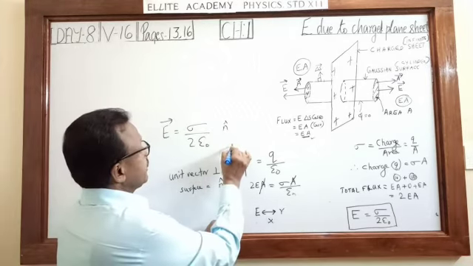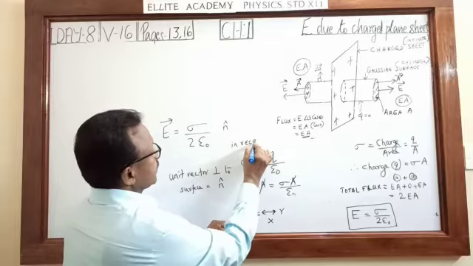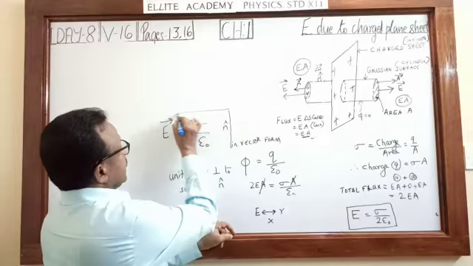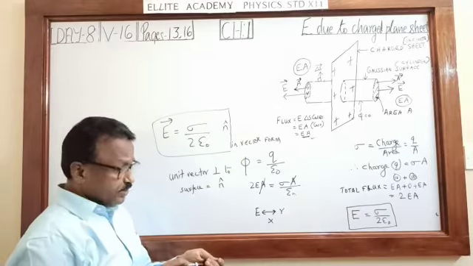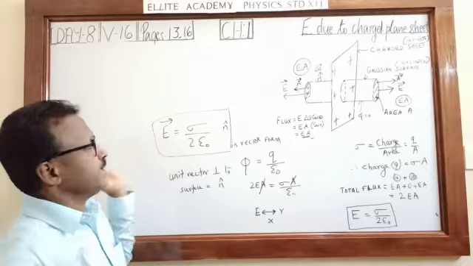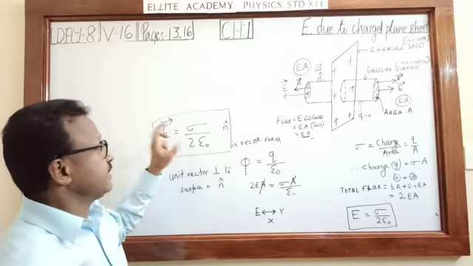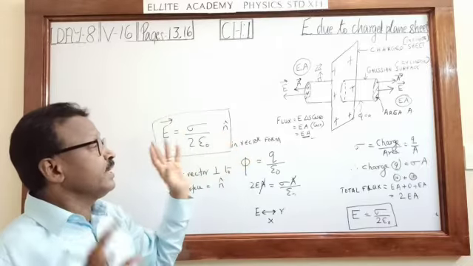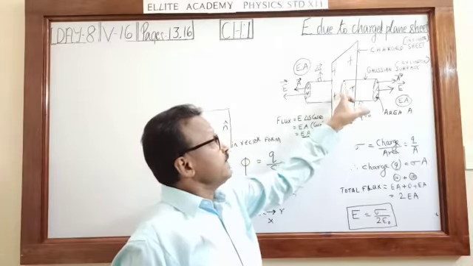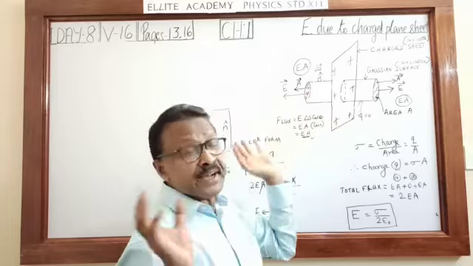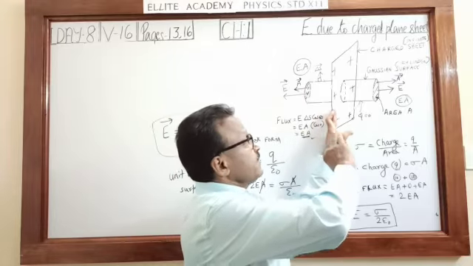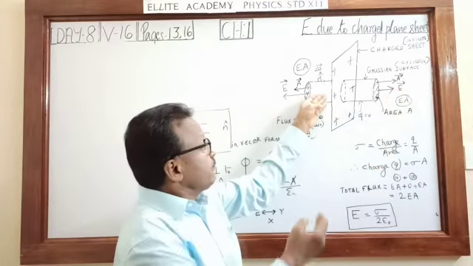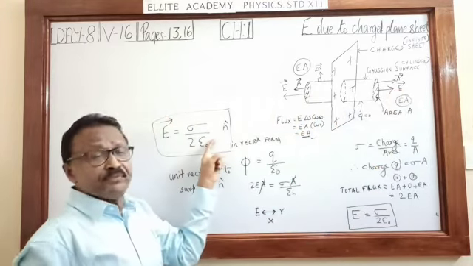So what is the formula in vector form? E vector is equal to sigma upon 2 epsilon 0 multiplied by n cap. E vector, not E cap. What is n cap? The unit vector in the direction perpendicular to the surface. Conclusion: if the plate is positively charged, what is the direction? It is perpendicular to the surface, normal to the surface, in the outward direction.